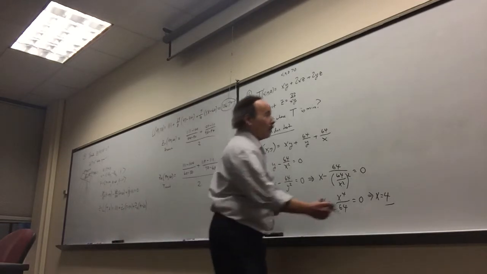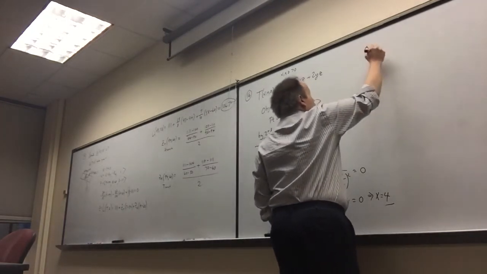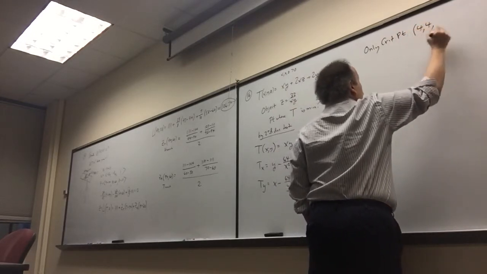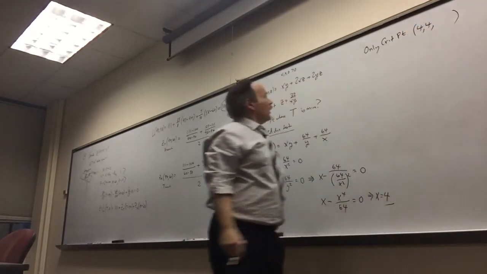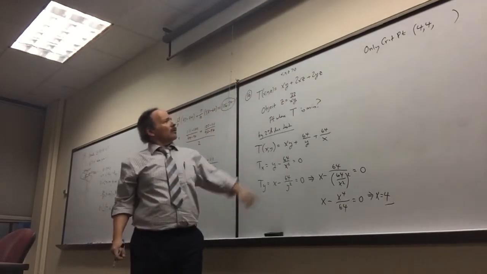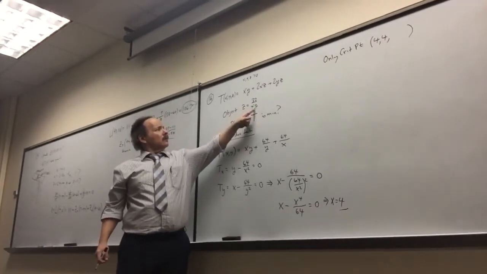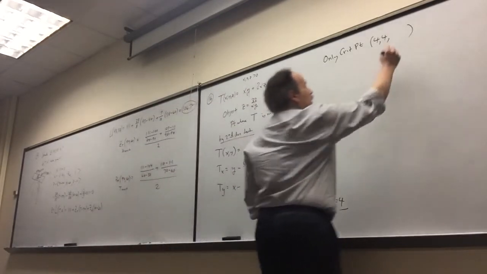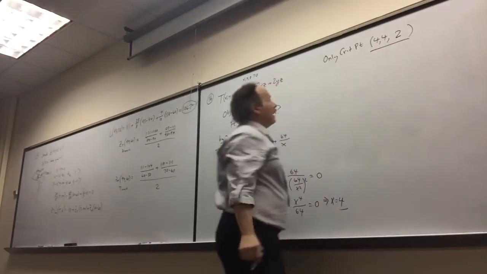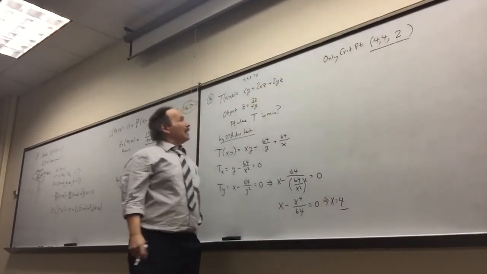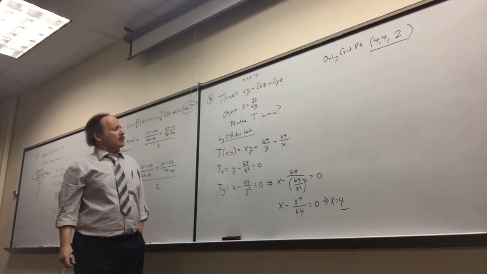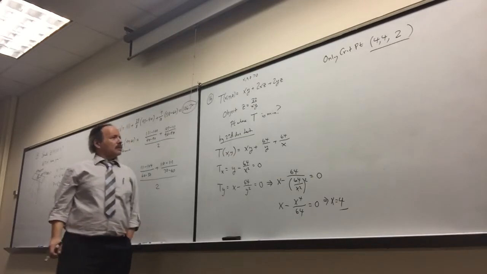Okay. So the only critical point we got was the point 4, 4, something. Well, if x and y were both 4, then what would z be? 2. So this is the only critical point we got. Now you want to prove that that is a min, don't you? By the second derivative test. So how would you prove that's a min by the second derivative test?